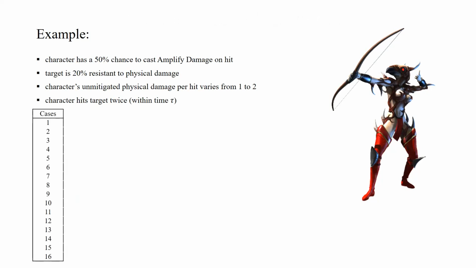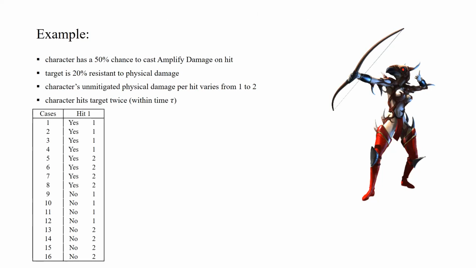So there are 16 possible cases. On the first hit, half of those, because we have a 50% chance to cast Amplify Damage, will trigger Amplify Damage. That is, it will cast it, right? So 8 of those is a yes, and the other 50%, in 8, it's a no. Now, we're assuming sufficiently random or pseudo-random number generation for our damage range, and it's only integers, so half of those yeses will be 1s and half will be 2s, right? And the same for no's. Half will be 1s, half will be 2s.